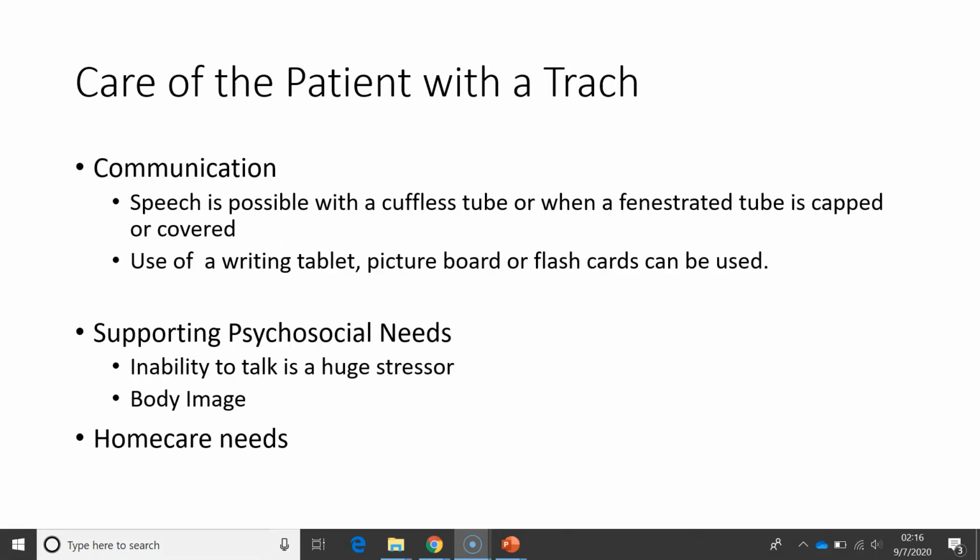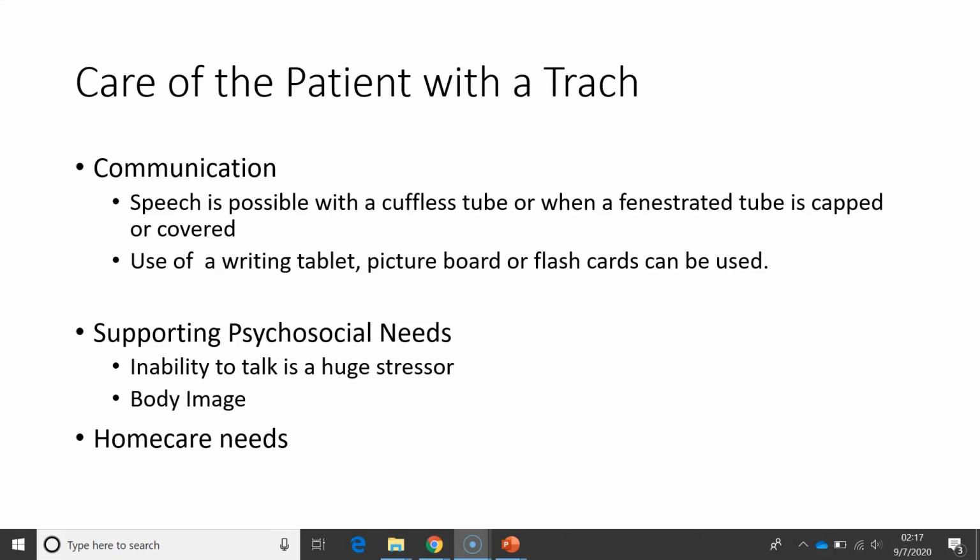Communication. Speech is possible with a cuffless tube or when a fenestrated tube is capped or covered. But before that's possible, usually with a new trach or when a patient is on mechanical ventilation, they have a cuffed trach, so therefore they can't speak. So you can use a writing tablet or a picture board or flashcards. All of these things are very useful in communication.